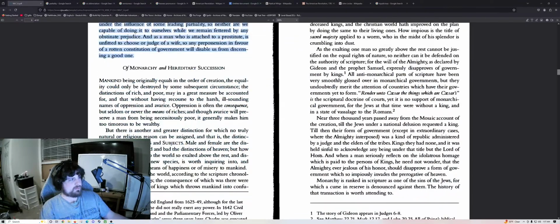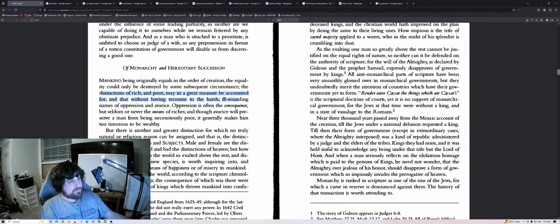All right. Part 2 of Monarchy and Hereditary Succession. Mankind being originally equals in the order of creation, the equality could only be destroyed by some subsequent circumstance. The distinction of rich and poor may in a great measure be accounted for, and that without having recourse to the harsh, ill-sounding names of oppression and avarice. Oppression is often the consequence, but seldom or never the means of riches.